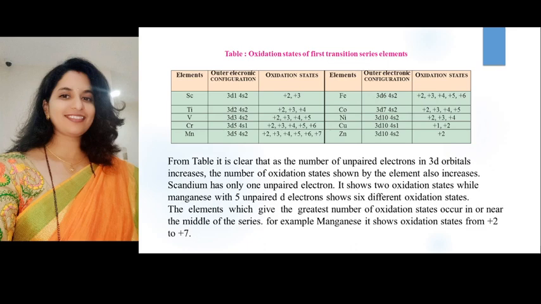Copper 3d10 4s1 and zinc 3d10 4s2 exhibit +2 oxidation state. Copper salts in +1 oxidation state are called cuprous salts, and copper salts in +2 oxidation state are known as cupric salts. Zinc shows only +2 as an oxidation state.